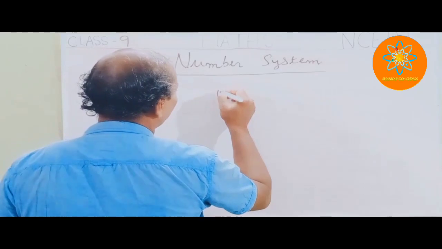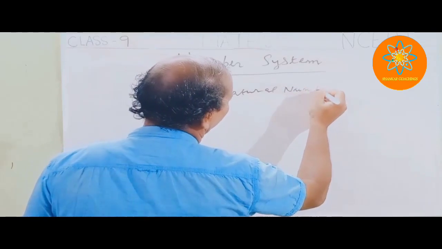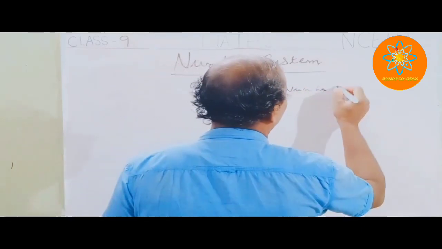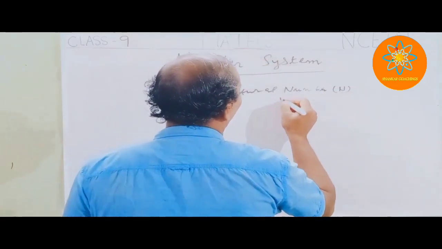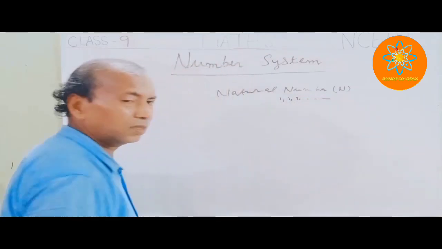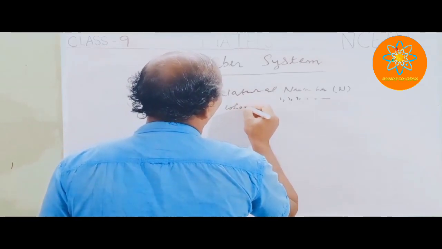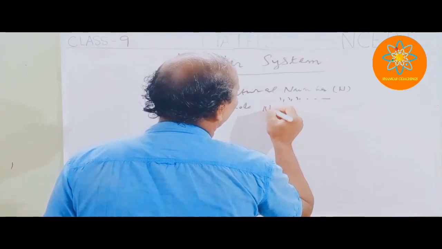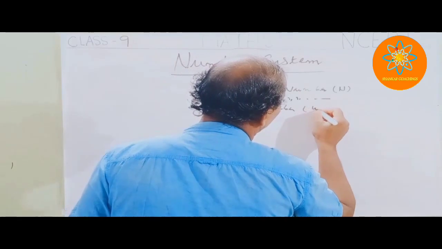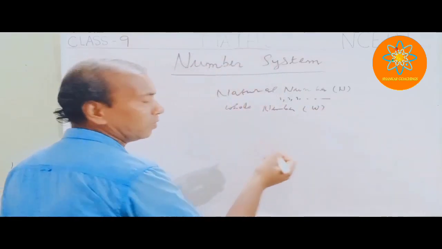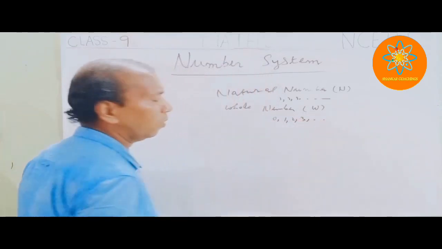So first one is the natural number. Natural number, we represent it by N, and we write it as 1, 2, 3, and so on. So this is the natural number or counting number. Then we come to the next one, the whole number. We represent this by W. This is the whole number. In the whole number, we just add a 0 here in the natural number. So it is 0, 1, 2, 3, and so on. This is the whole number.